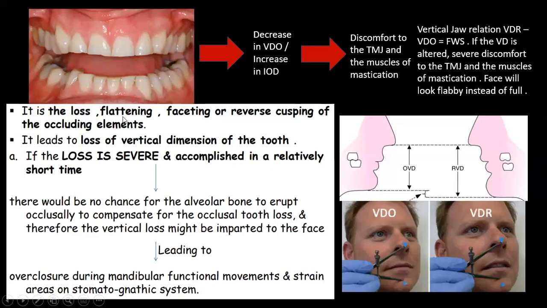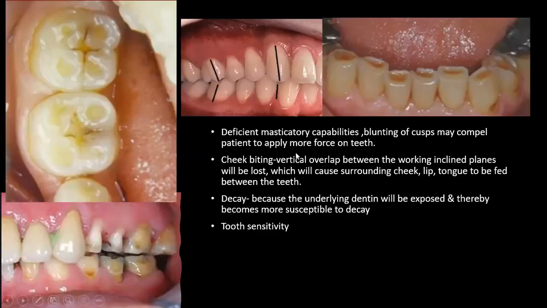If the attrition takes place rapidly and the loss is severe, there will be loss of vertical dimension of the tooth, accomplished in a relatively short period of time. This sudden, quick loss of vertical dimension can cause strain in the stomatognathic system. This can cause discomfort to the temporomandibular joint as well as to the muscles of mastication.